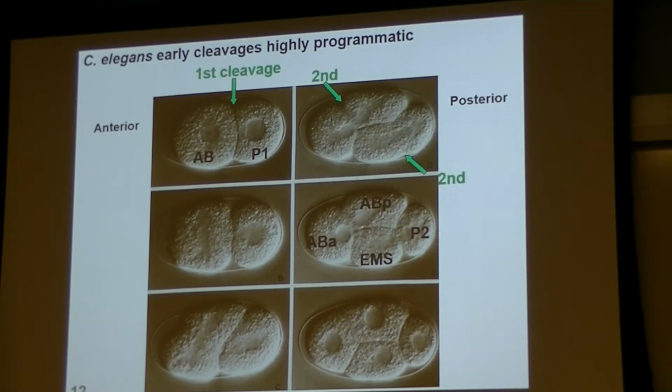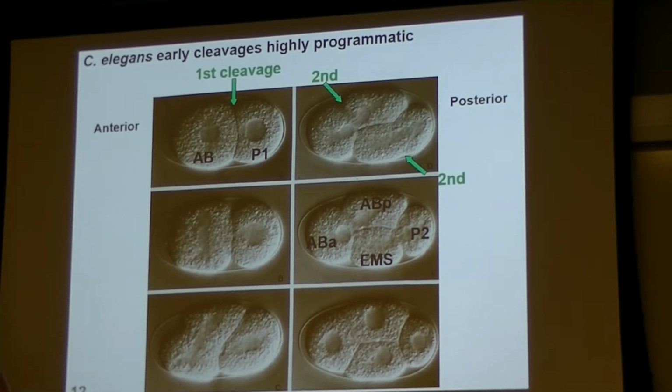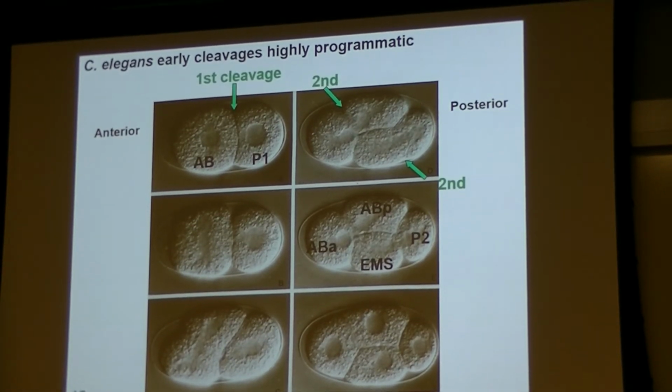Next, we get the second cleavage, and you can see the AB cell is dividing a little bit earlier than the P1 cell. But the P1 then catches up right after that by undergoing another division. And these always happen in the same orientation and with the same timing. So timing is also an incredibly important factor when you think about development. Exactly when something happens can often be as important as where it happens in the embryo, and can also be something that's controlled by genes.